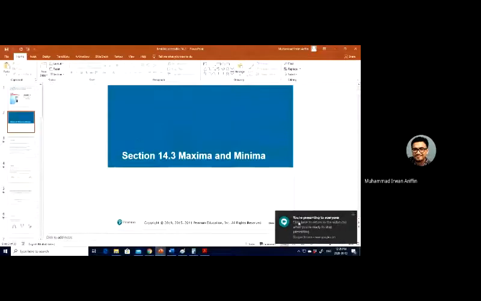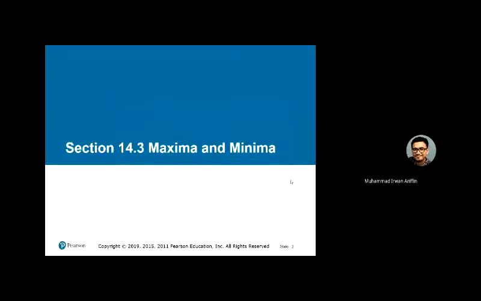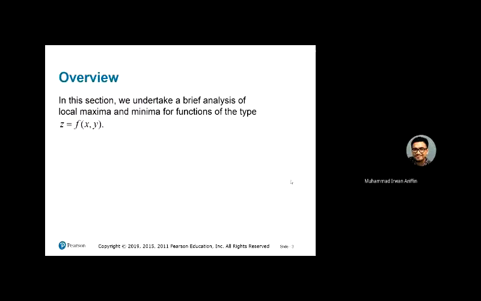Okay, so maxima and minima. Please make sure that you have already familiarized yourself with the concept of partial derivative, because we're going to use partial derivatives a lot, since our function now consists of two independent variables. We're going to see how to locate the local maxima or minima for functions of the type z equals f of x and y, where we have two independent variables.